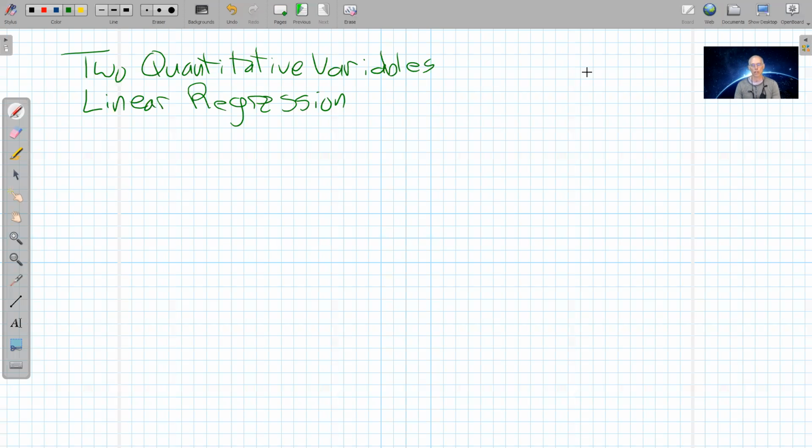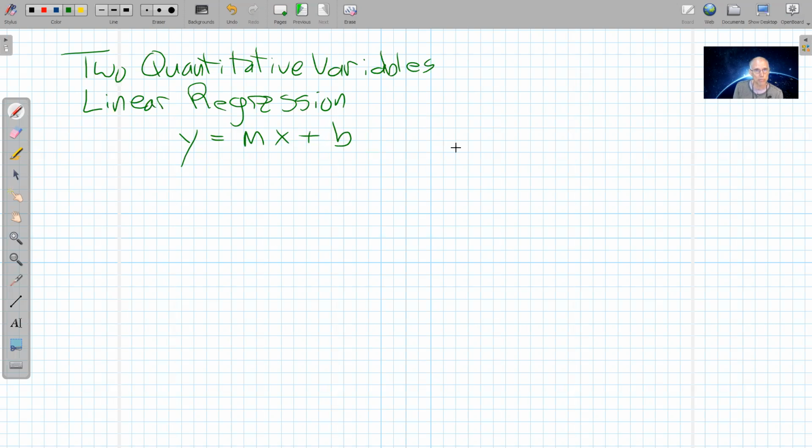Two quantitative variables, linear regression. Linear regression is a technique of looking at a set of x and y values that we claim are related and coming up with an equation, and the equation is of a line. So the standard line is y equals mx plus b.